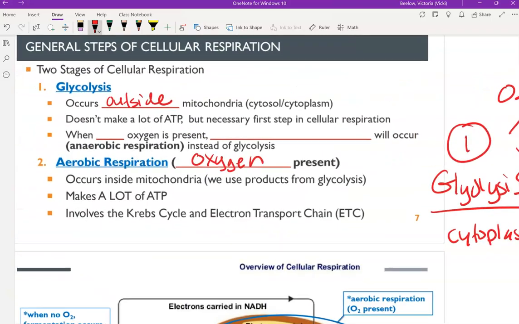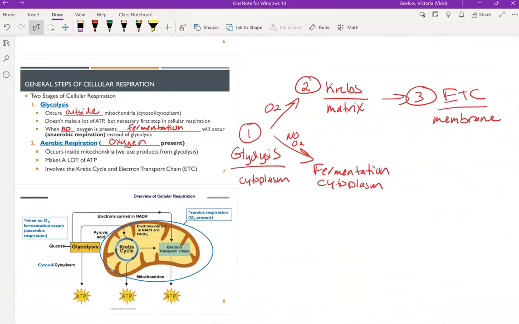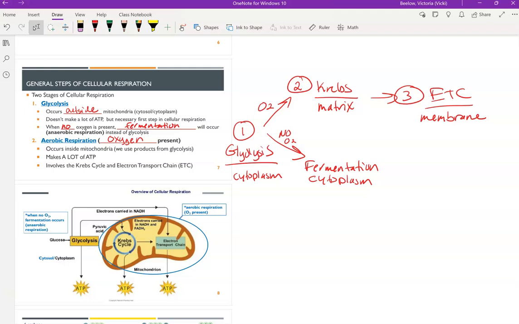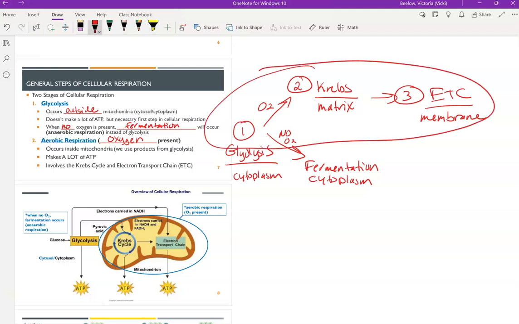So glycolysis will always happen. It doesn't make a lot of ATP. It's the first step though. And again, if there is no oxygen present, then we will have fermentation take place. This is what we call anaerobic, and that's going to also happen outside the mitochondria in the cytoplasm. But if we do have oxygen present, then we're going to do these steps, which we'll mainly be focusing on, which will include the Krebs cycle and the ETC.